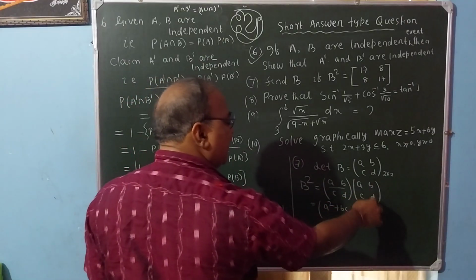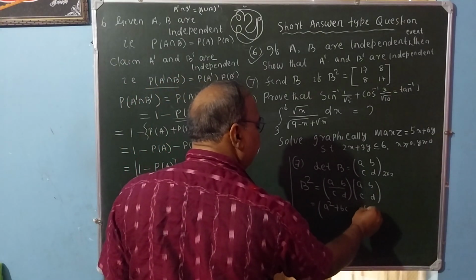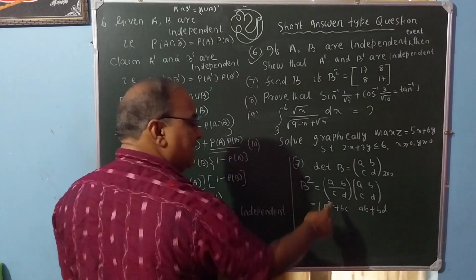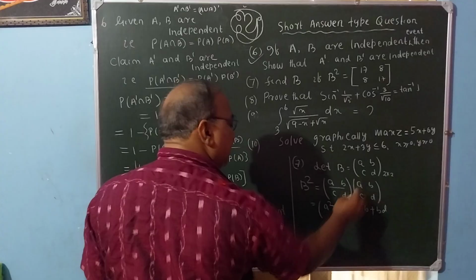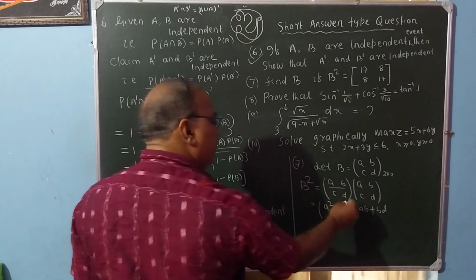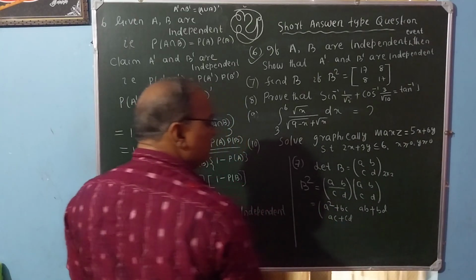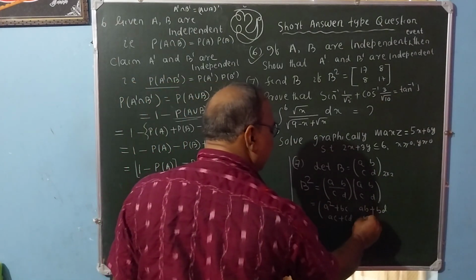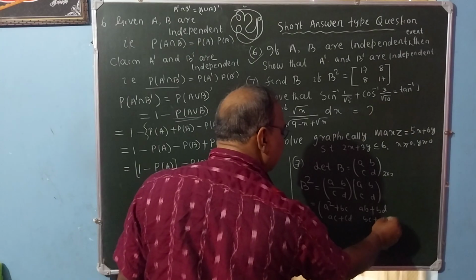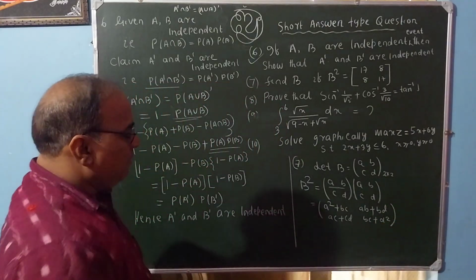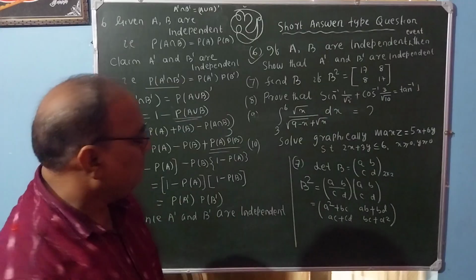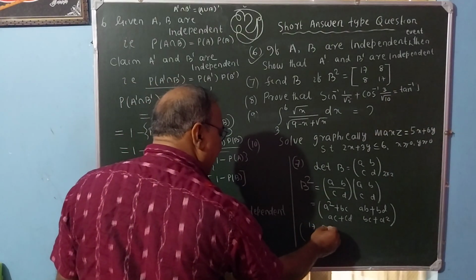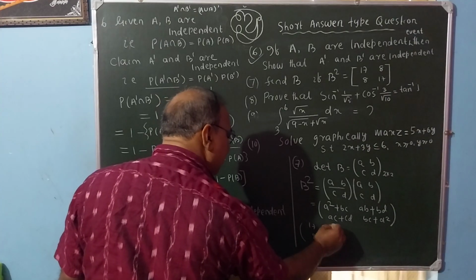Now first row with second column: AB plus BD. Then second row, first column: CA plus CD. Then second row with second column: BC plus D square. But B square is given. Write that down. It is given 17, 8, 8, 17.